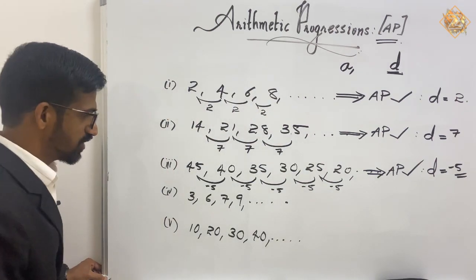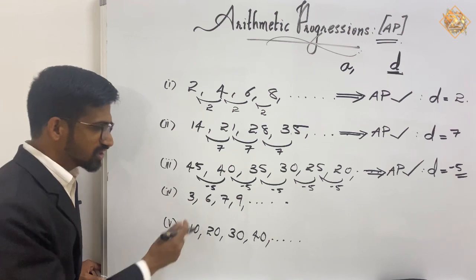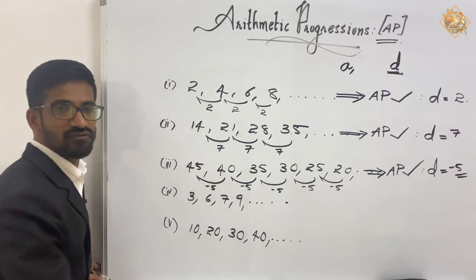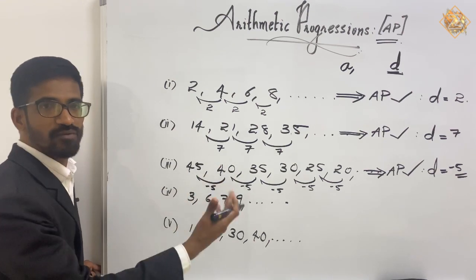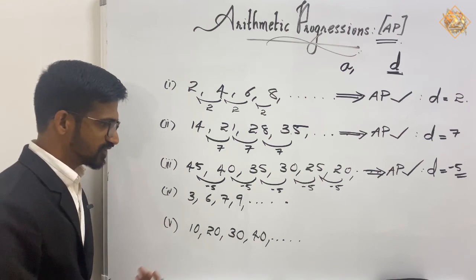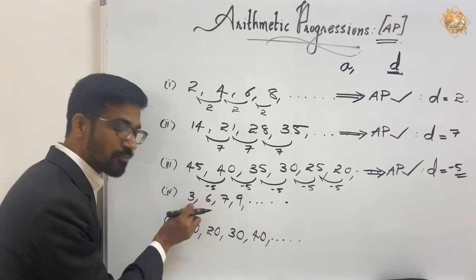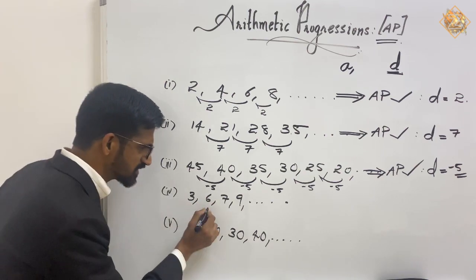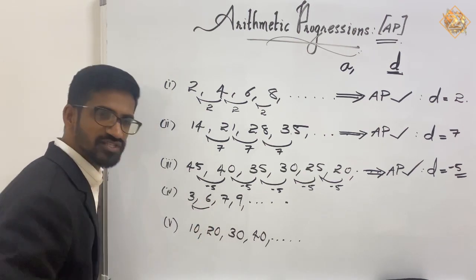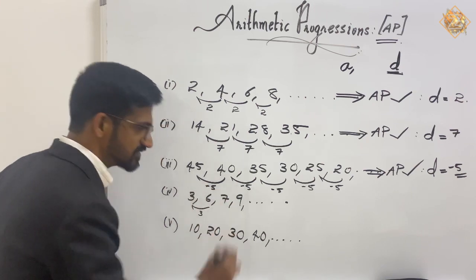Is it clear? Now, when we look into the fourth example here, 3, 6, 7, 9, we have to check whether this list of numbers forms an arithmetic progression or not. For that, we will subtract the first term from the second term, that is 6 minus 3. 6 minus 3, it is 3, isn't it?